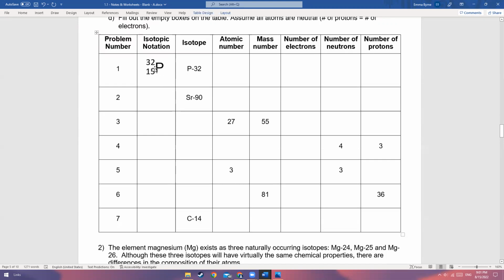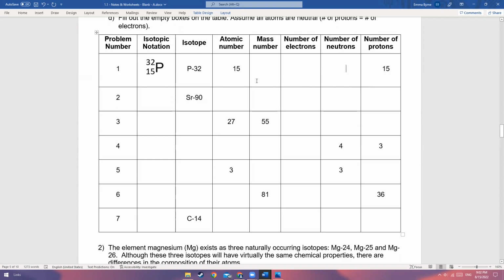So if we start out here with phosphorus, we've got the atomic number right here in the isotopic notation. So this is part memorization. If you look in the lower left, you'll see the atomic number is 15. And what really is the atomic number, right? We're always referring to the number of protons when we're talking about the atomic number. So the number of protons here is 15.